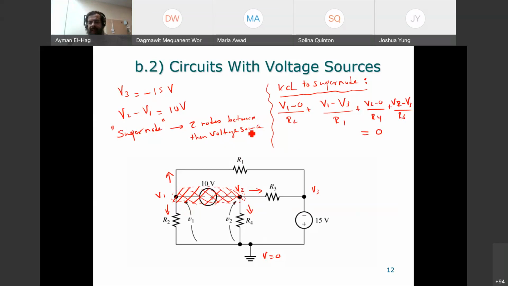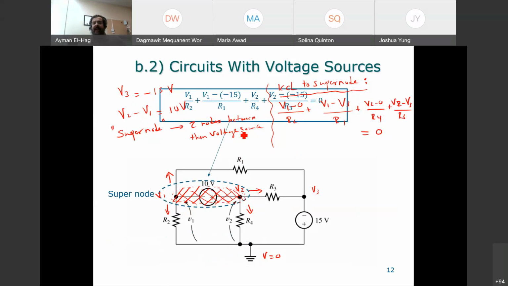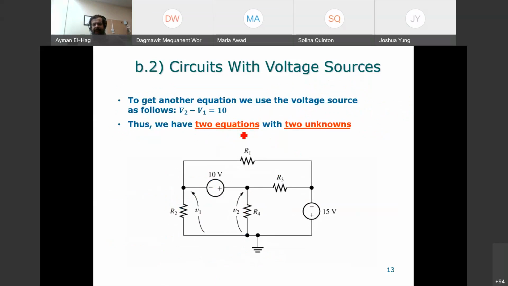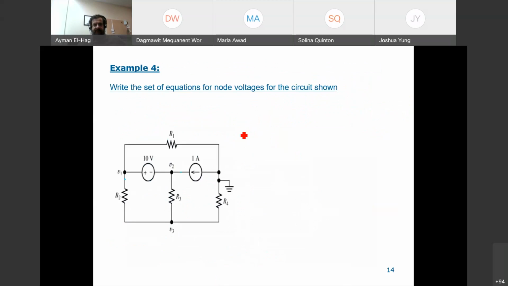So now we can substitute V3 with minus 15 volt. So we have two equations, two unknowns, V1 and V2, and we can solve them. So this is what we call the super node, and this is how we will apply KCL from that. Okay. So let's look to this question now.